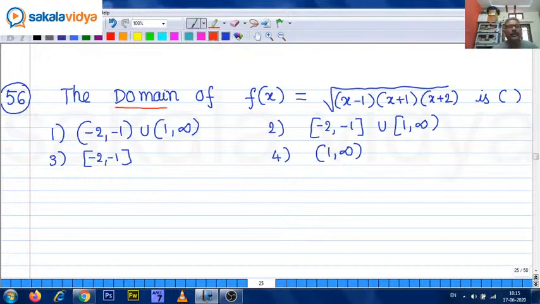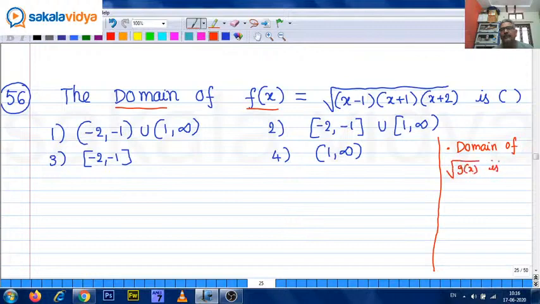So the domain of f of x equals root of (x minus 1) times (x plus 1) times (x plus 2). So this will be basic facts. The domain of root g of x is the solution set of the inequality g of x greater than or equal to 0. This is the basic fact.